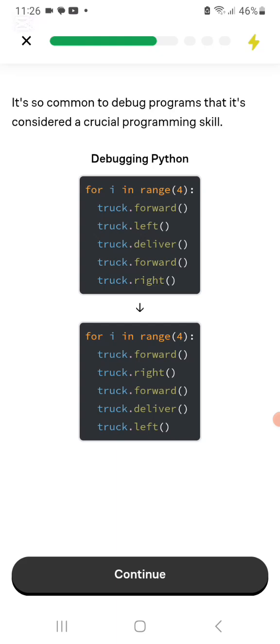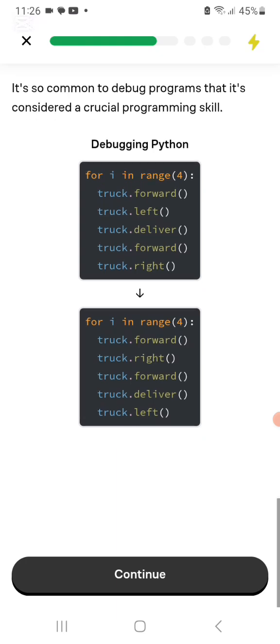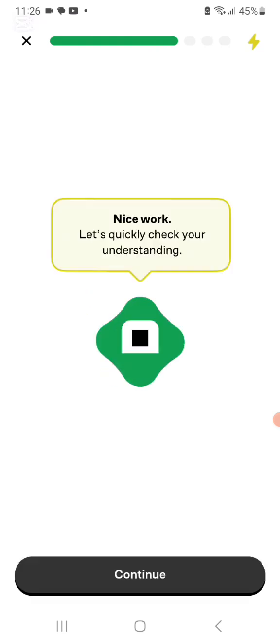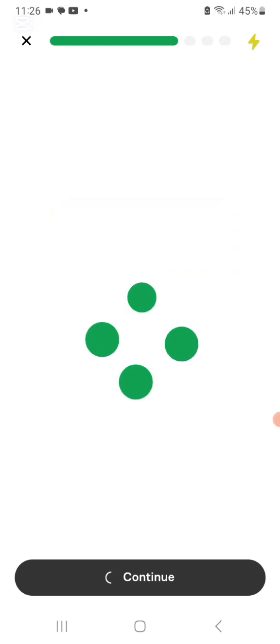Okay. Then truck dot left. Truck dot deliver. Truck dot forward. Truck dot right. Okay. Nice, good. Let's quickly check your understanding.